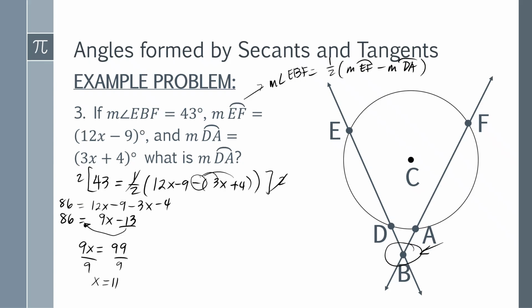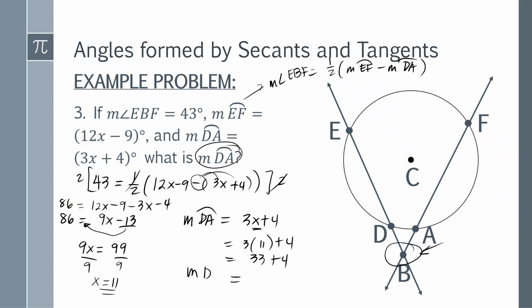We're not done because we're finding the measure of arc DA. So let's say measure of arc DA is actually equal to 3x plus 4. Replace the value of x in this one. So therefore, 3 times 11 plus 4. Therefore, we have here 33 plus 4, which is measure of arc DA is actually equal to, you guessed it right, 37 degrees. Oh, clap yourself. A round of applause.